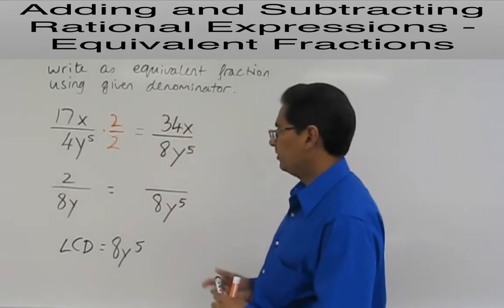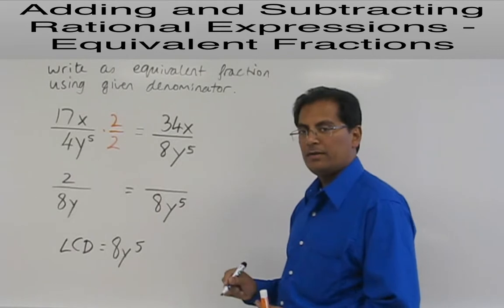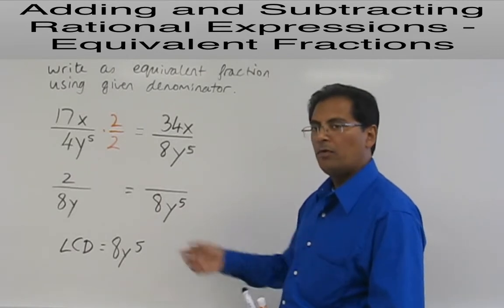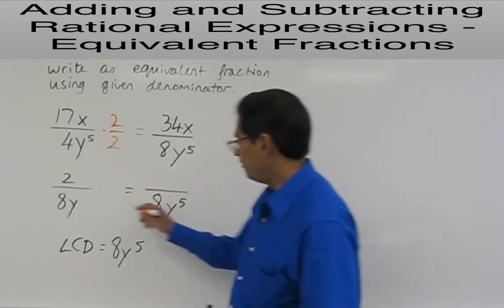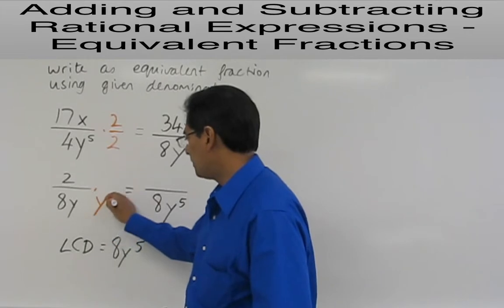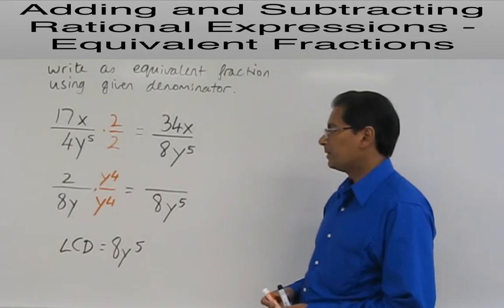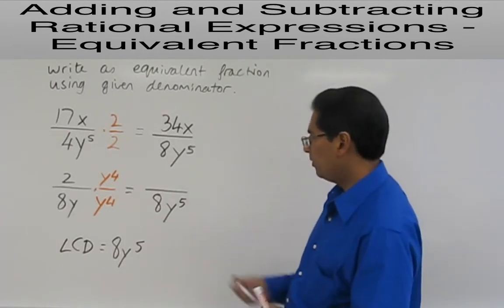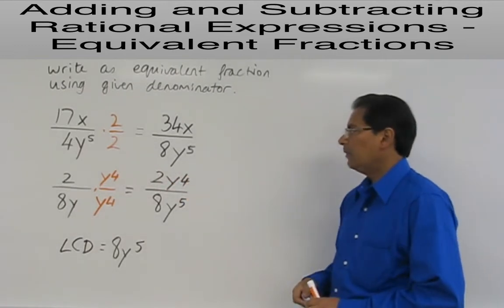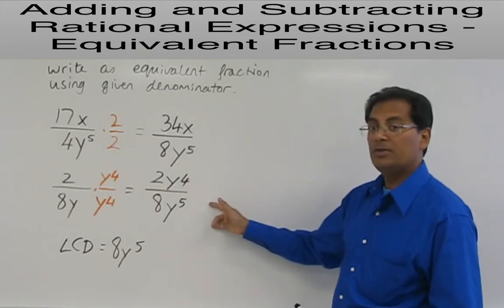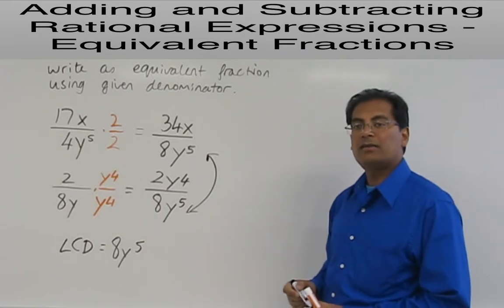Similarly, on the second one, what do we multiply 8y by to get 8y to the fifth? Well, we need y to the fourth on that bottom to get a y to the fifth. So therefore, we multiply this expression by y to the fourth over y to the fourth. And that will give me the 8y fifth on the bottom. And on the top, we'll get 2y to the fourth. Now we have two rational expressions with the same denominator. Notice that, there's the same denominator. And we can now add or subtract these rational expressions.